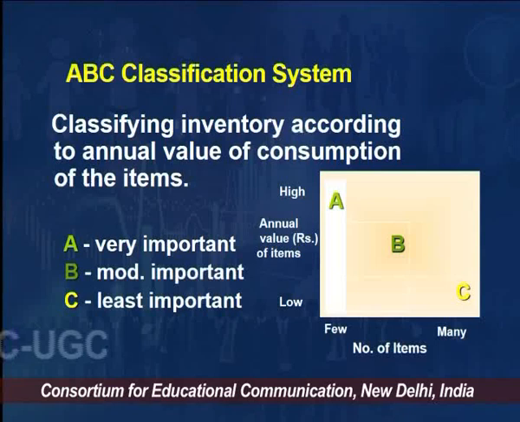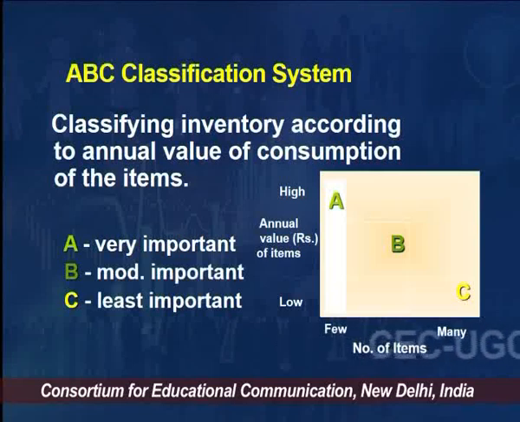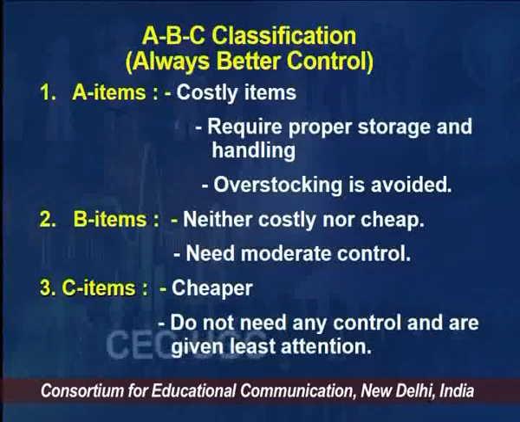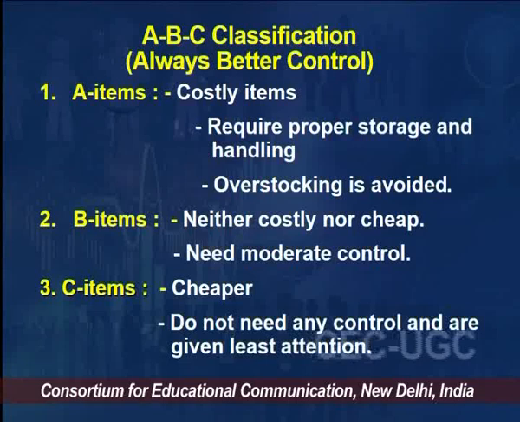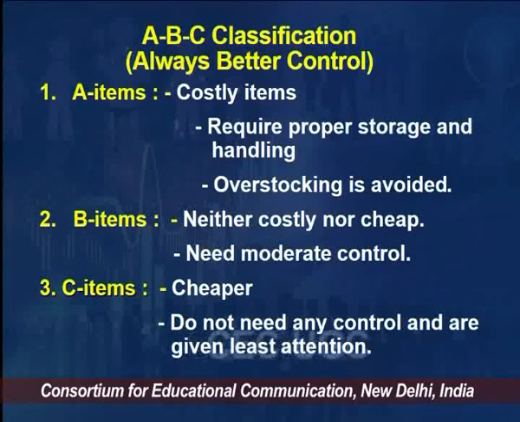So the company should not spend all their efforts, energy and money on C items. Rather, they should spend more time and energy on A items, because that comprises the major cost. As you can see, A items are costly items. They require proper storage and handling, and you should avoid overstocking. B items are neither costly nor cheap, so they need moderate control. Whereas C class items are cheap, low cost value items, so they do not need any control and are given least attention. In inventory management, these things are very essential. In your day-to-day lives also, you can follow these things.